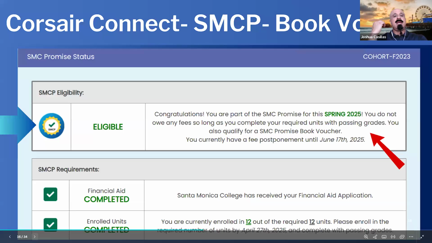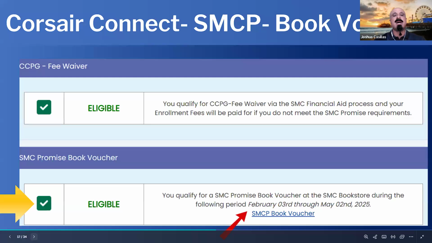If you're looking at your Corsera Connect, this is how you determine if you have a SMC Promise book voucher. First, we're looking at the arrow, the column with the blue arrow. The badge means you're meeting all the requirements for SMC Promise. You're eligible, and it gives you the spiel in there, so to speak, that you qualify for a book voucher on your overview there, okay? And the way you find this out is you have to be meeting the SMC Promise requirements. If you scroll down to the bottom of that same screen on your Corsera Connect SMC Promise status, it tells you that you qualify for SMC Promise book voucher at the SMC bookstore during the following period. It gives you the start date and the end date.